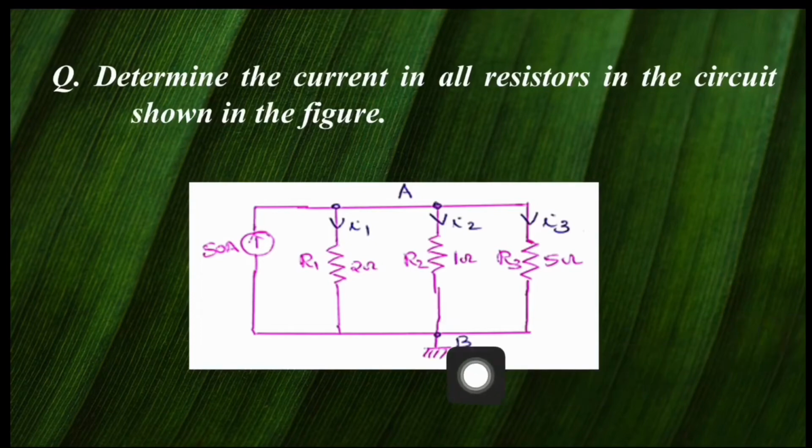By inspecting this network, you can see there are two nodes. This is our first node and this is our second node. Let us label this node as A and this as node B. In fact, node B is the reference node at zero potential. Now we are going to write KCL at node A.